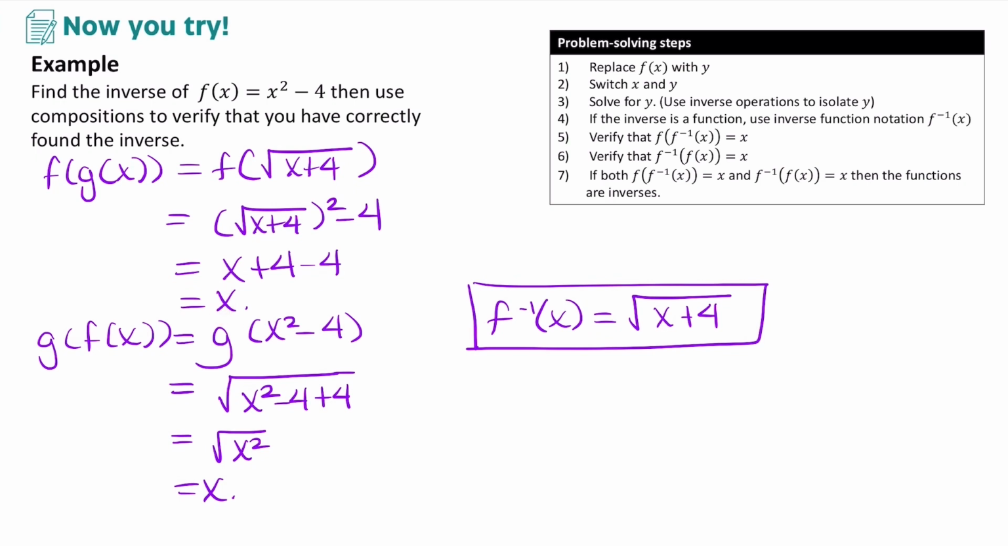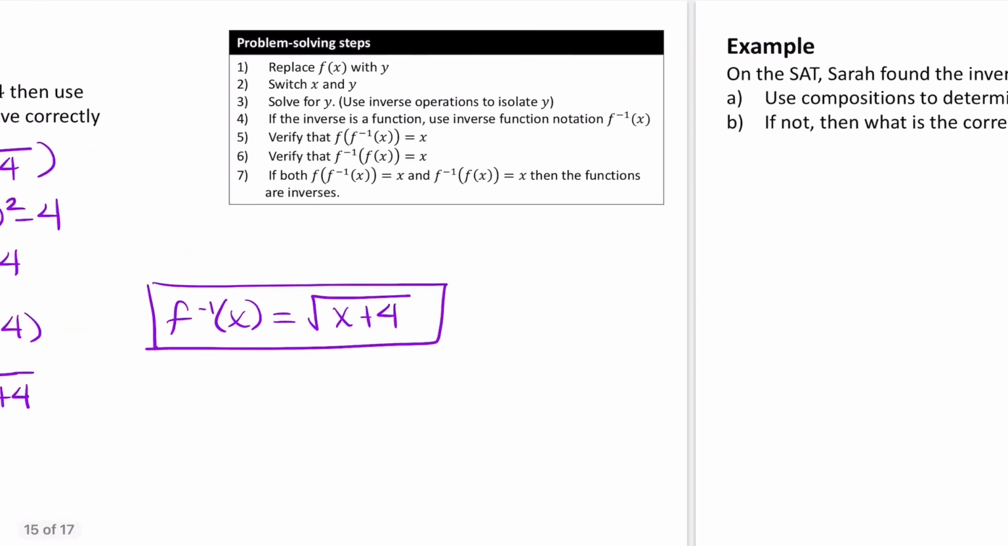And then for g of f of x, that's g of x squared minus 4. So that's going to be the square root of x squared minus 4 plus 4. Minus 4 and plus 4 cancel, so the square root of x squared is just going to be x. So the inverse of f of x is the square root of x plus 4. And that has been verified.